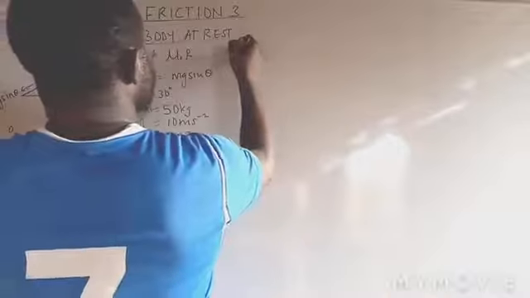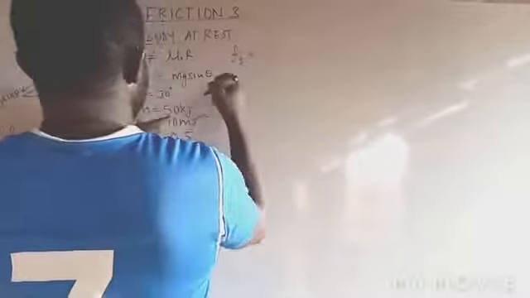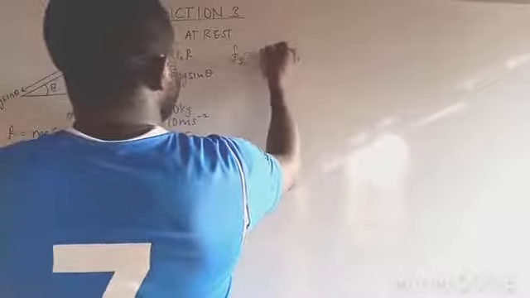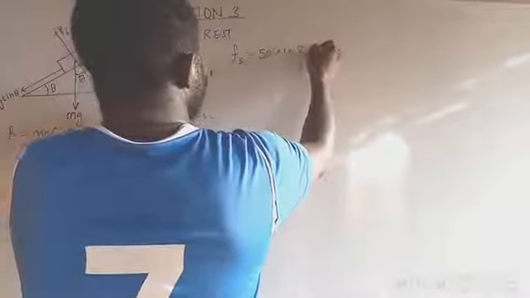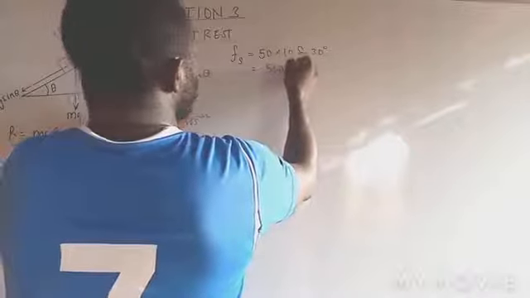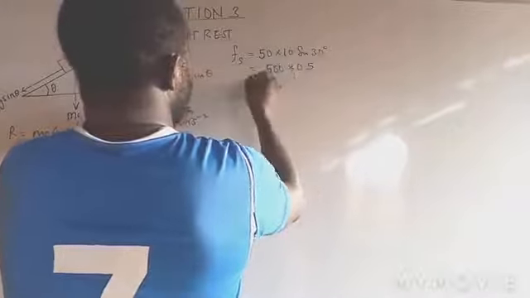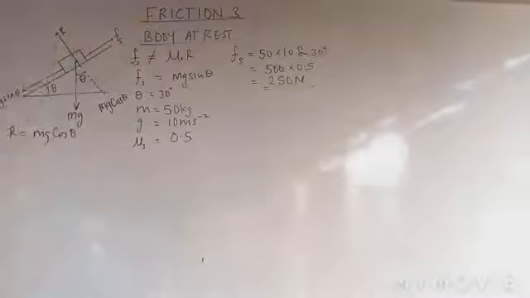Okay, let's see what is going to happen. F of S will be equal to, what is the mass? 50, times g 10, sine 30 degrees, and that will give me 500 multiplied by 0.5, and that will be 250 Newton. That's all for this type of question.